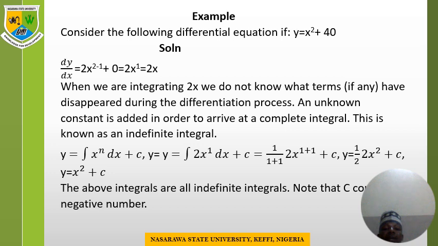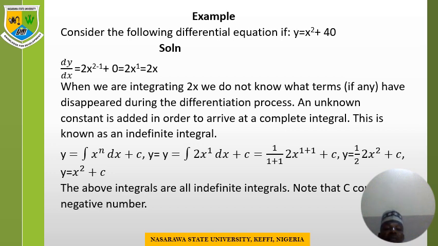When we are integrating 2x, we do not know the constant. If any constant has disappeared during the differentiation process, an unknown constant is added in order to arrive at a complete integral. This is also known as an indefinite integral.